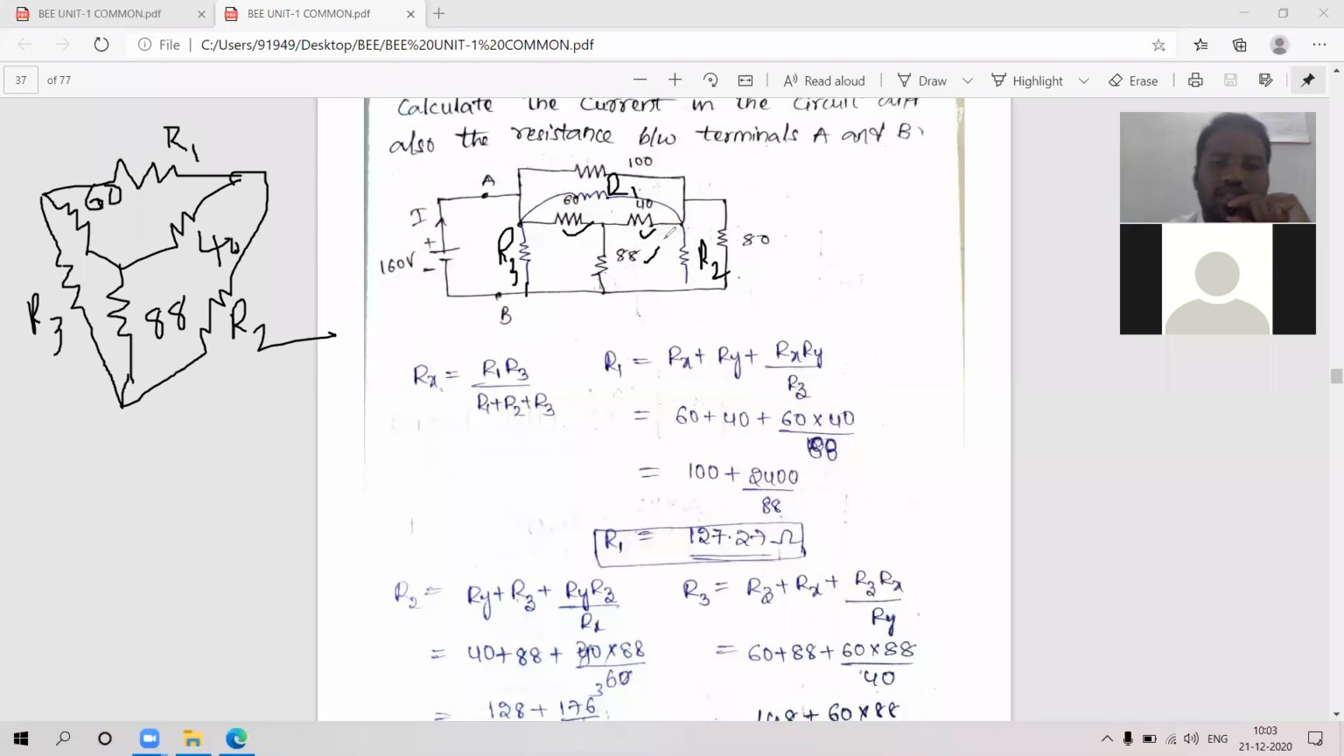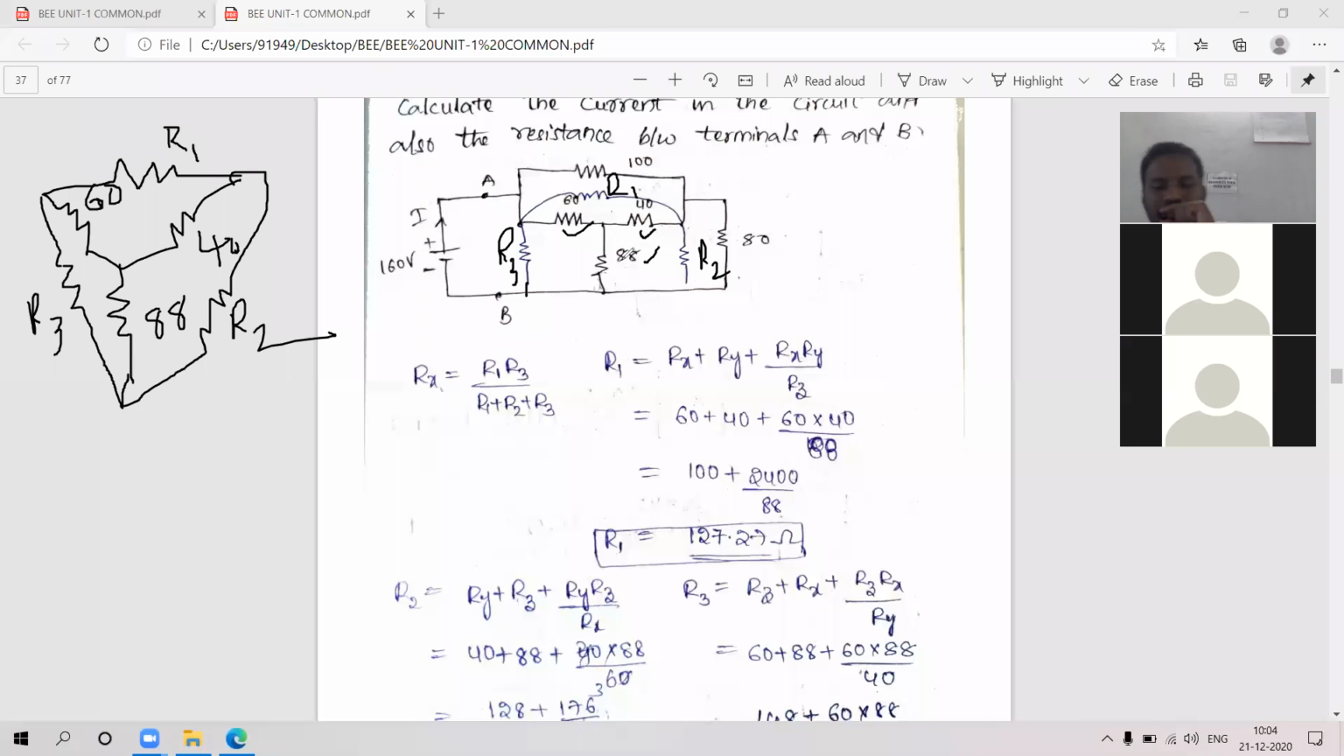Okay, sir. Yes, here, sir. So we are just converting this star into delta. Star into delta means the delta values are R1, R2, R3, and we need to write the formula in terms of star. R1 is in terms of the 60 and 40. 60 and 40 are connected to R1. How are they connected? 88 is kept open, so it is series. Series means 60 plus 40. Here Rx is 60, Ry is 40, Rz is 88.